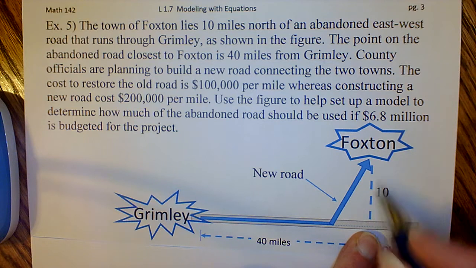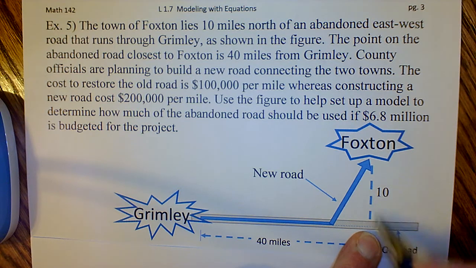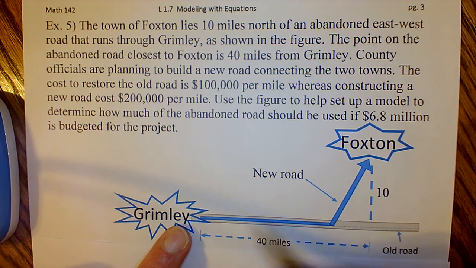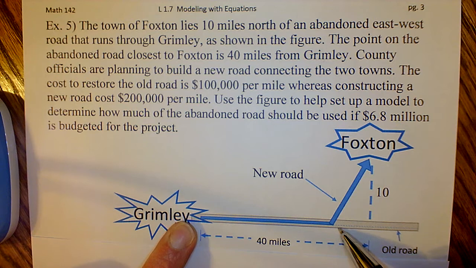So this point is going to be the closest point from the abandoned road to Foxton, and that's going to be 40 miles from Grimley. Now county officials are planning to build a new road connecting the two towns. The cost to restore the old road, this gray road, if we want to restore part of that, is $100,000 per mile, whereas constructing a new road costs $200,000 per mile.